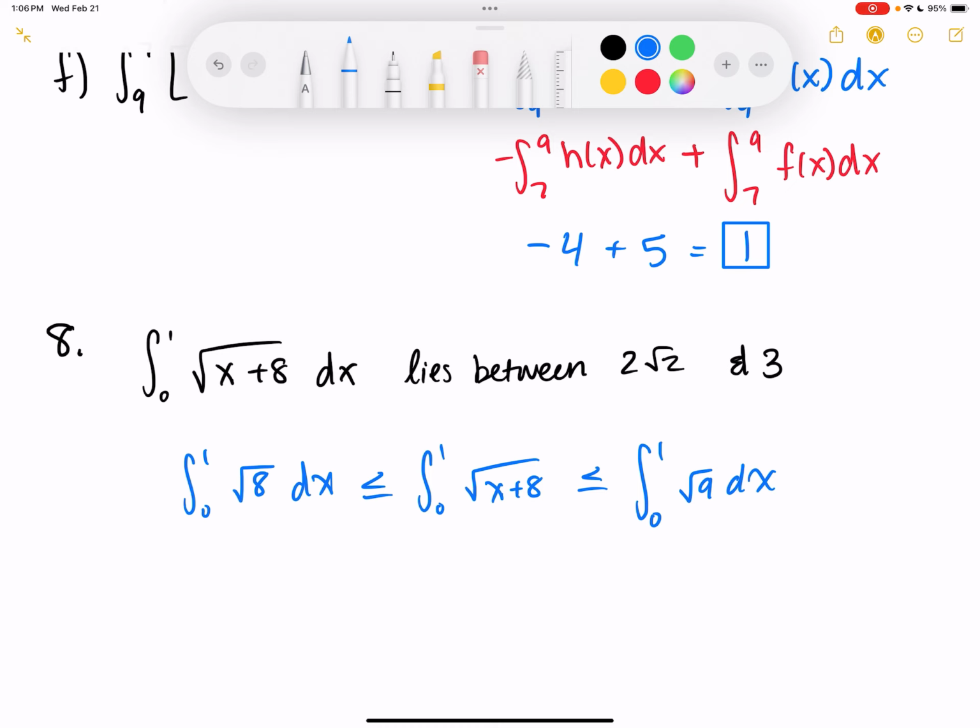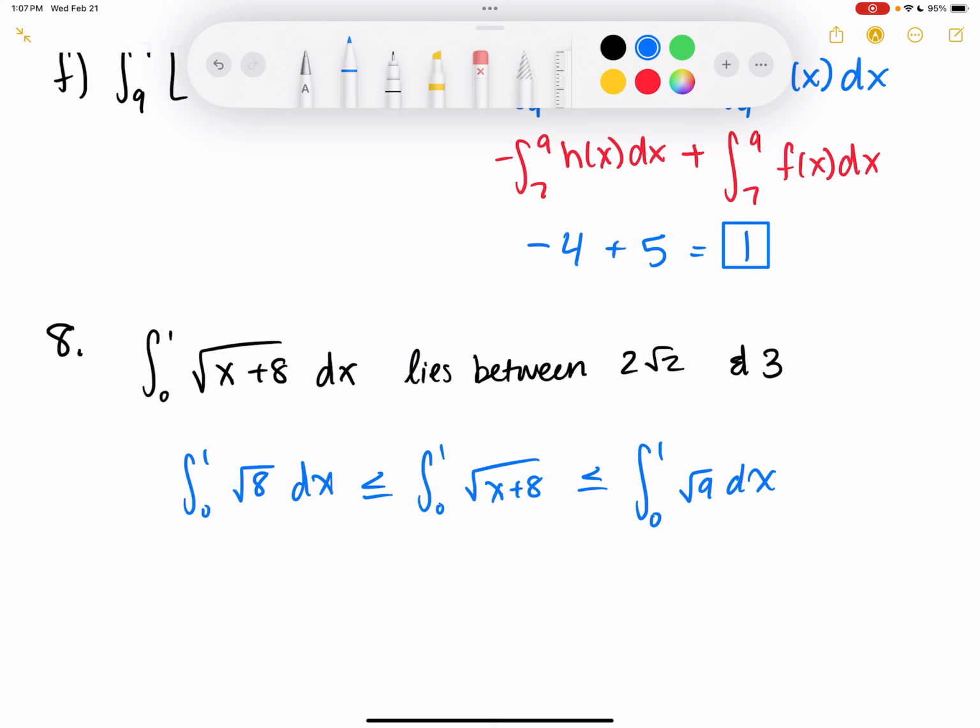Is that going to be for all of them? It's the parameters that are on it. Okay, I see. So if it was like 2 to 3, we would be using 2 and 3 instead. Yeah.